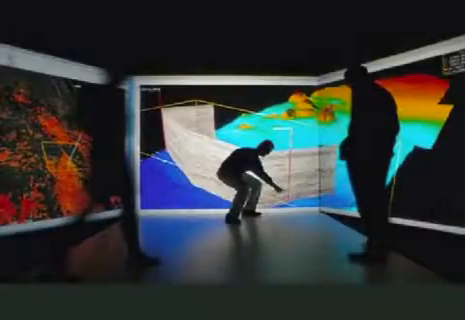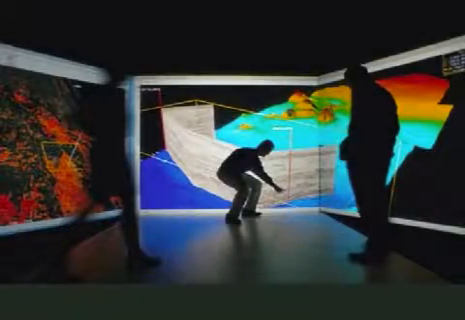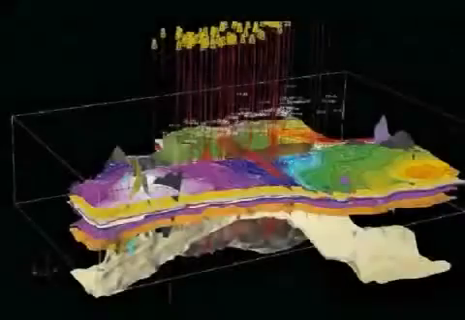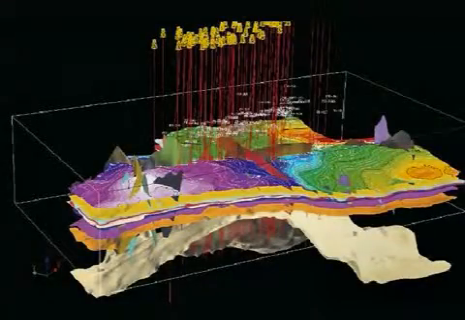Geoscientists and petroleum engineers interpret the seismic data to understand the subsurface geology and to assess the likelihood of finding oil and gas accumulations.